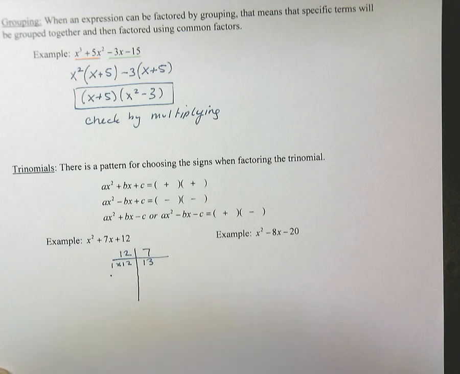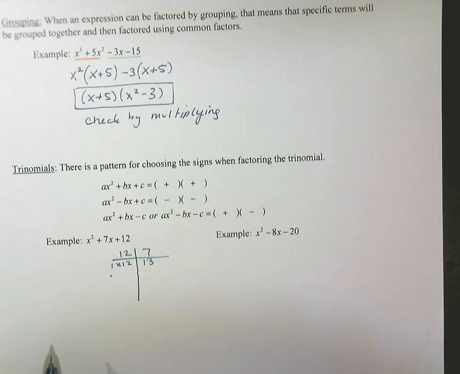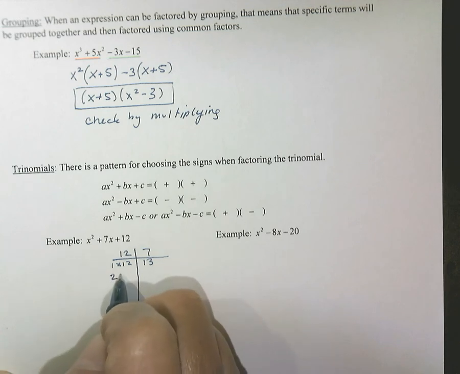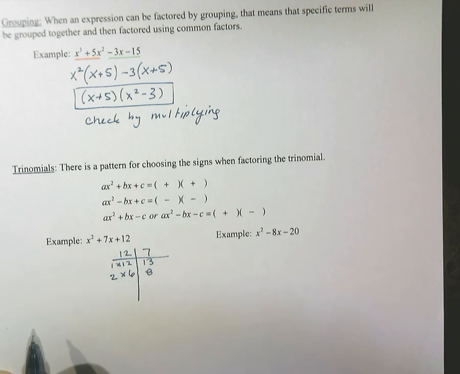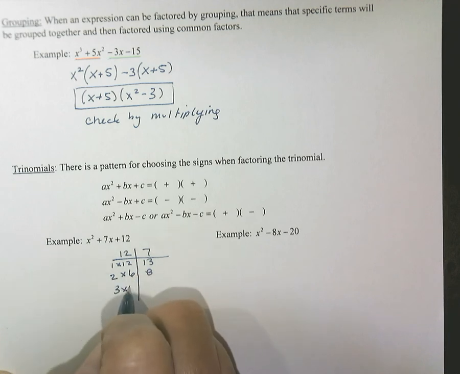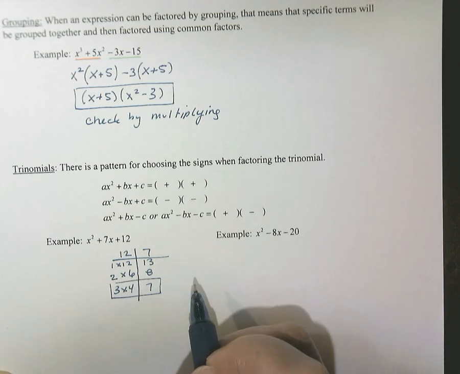I could also have negative 1 multiplied by negative 12, but because both of these are positive, I know I don't need negatives. I need 2 positives. So 2 multiplied by 6 adds up to 8. That's not what I want. I want them to add to 7. 3 multiplied by 4. Well, 3 multiplied by 4 adds up to 7. This is the one I want.